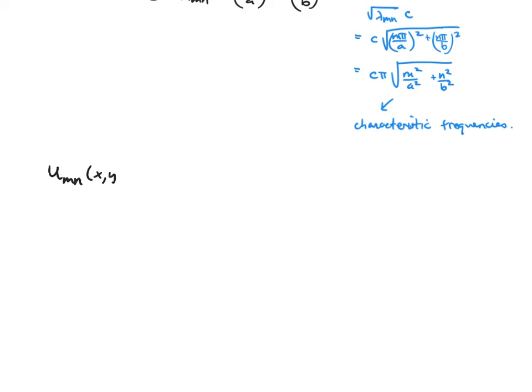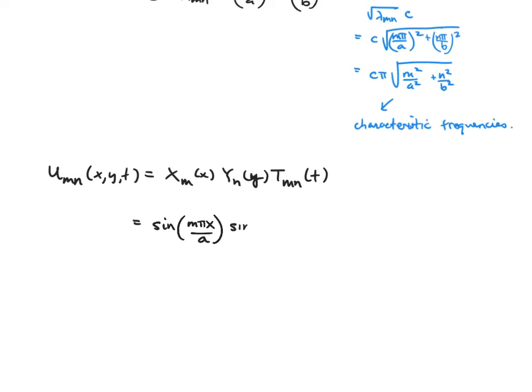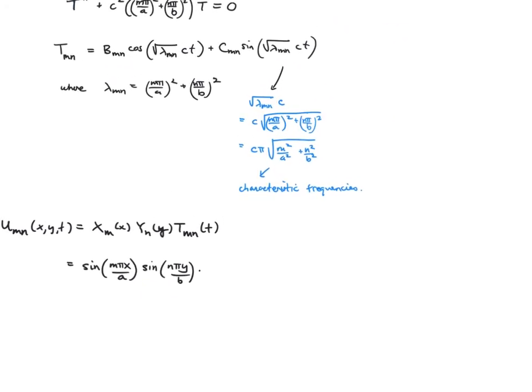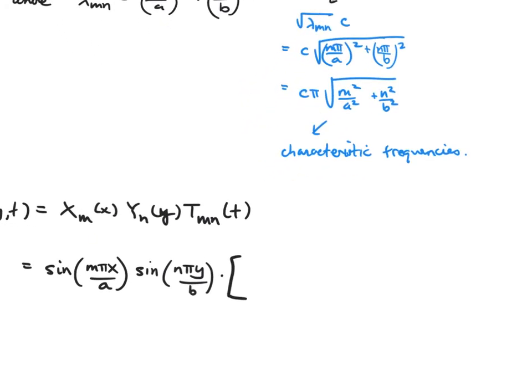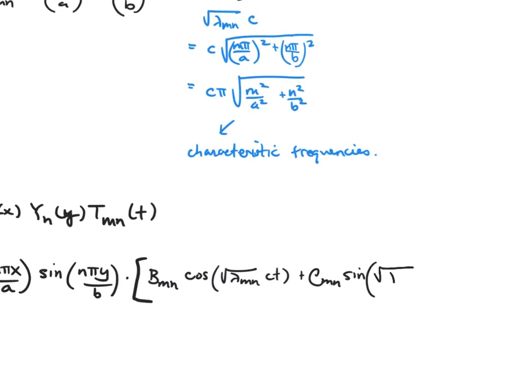So u_mn(x, y, t) is equal to X_m(x) Y_n(y) T_mn(t), which is equal to sine(m pi x over a) sine(n pi y over b), and then finally this t solution up there, which is the b_mn cos(root lambda_mn c t) plus c_mn sine(root lambda_mn c t). And there we have it.